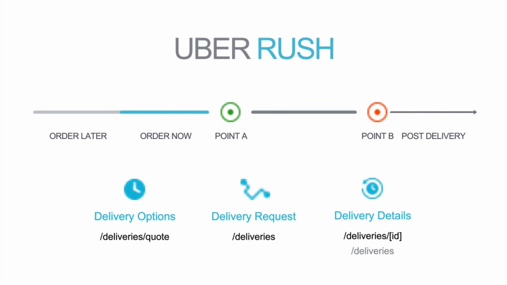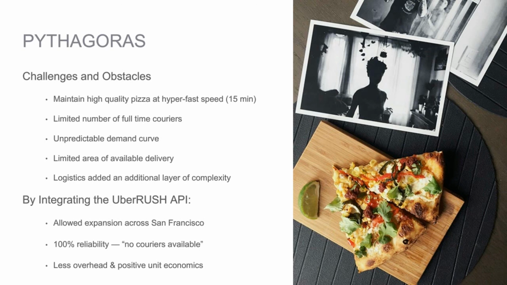Now there are some really interesting examples of people who are building on the Rush API already. This is one of my favorites. It's called Pythagoras. It started out being called Pi. It's a pizza delivery service in San Francisco, and you're like, God, hasn't that been done already? But no, in fact, they've done something actually very magical and different in the world of pizza delivery.